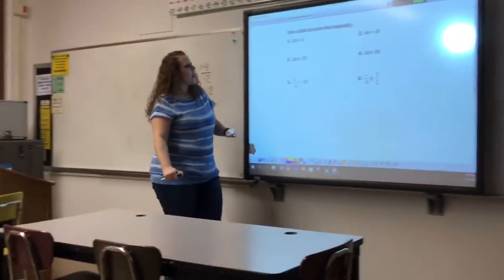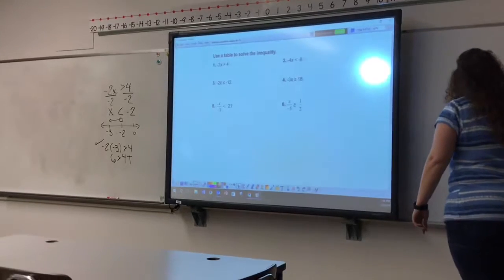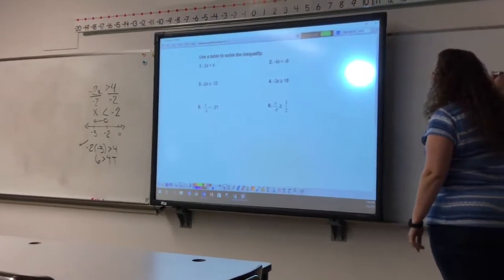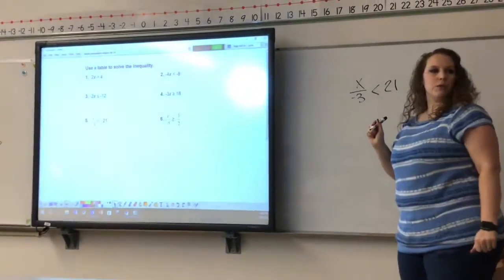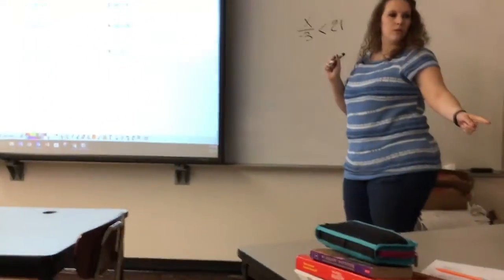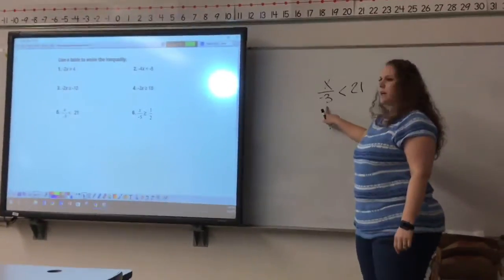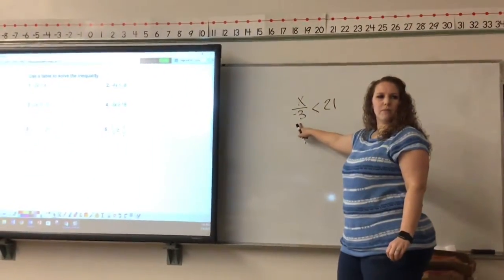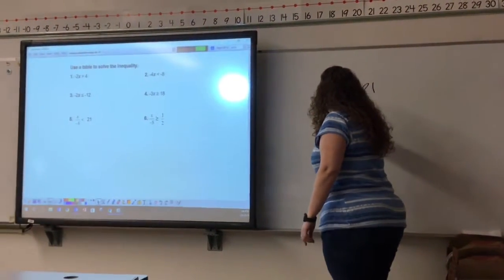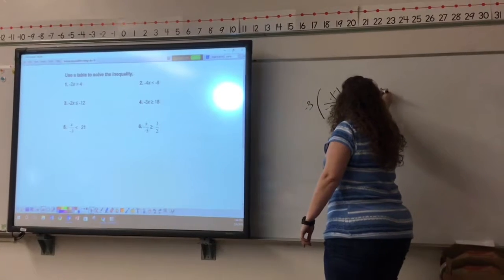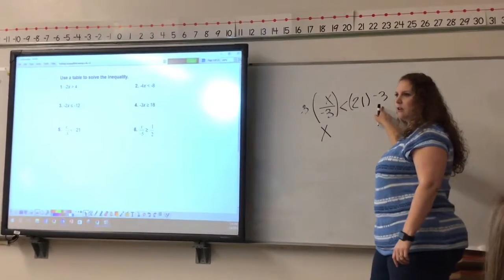Okay, let's try this one right here. This one says x divided by negative 3 is less than 21. What do I do? Wait. x divided by negative 3. How do I undo divide by negative 3? Times by negative 3. So we're going to multiply both sides by negative 3. So here I have x. What's 21 times negative 3?